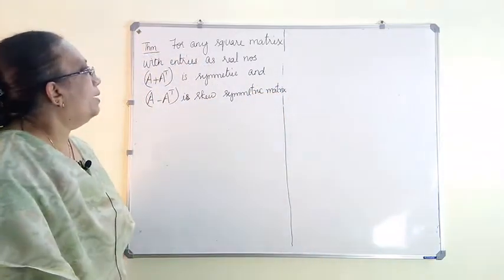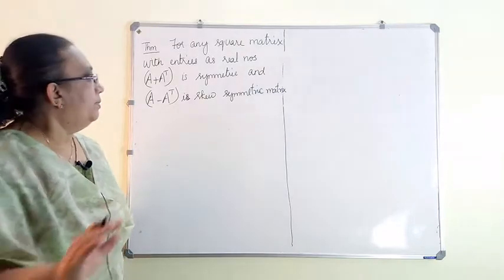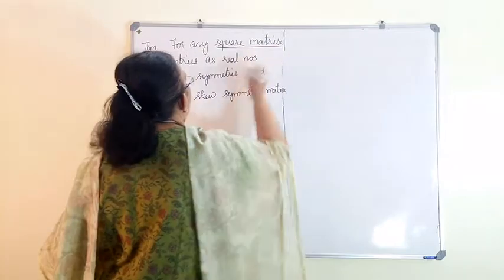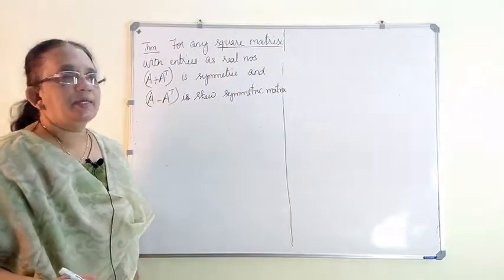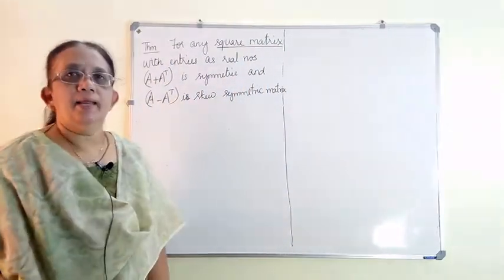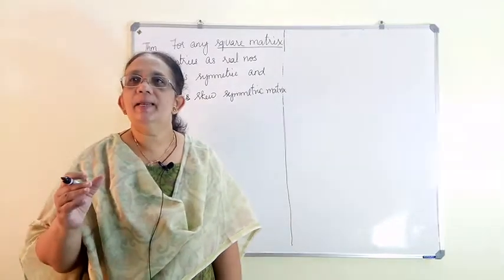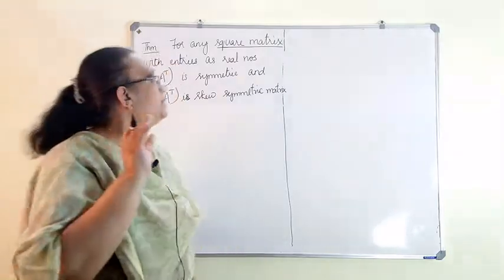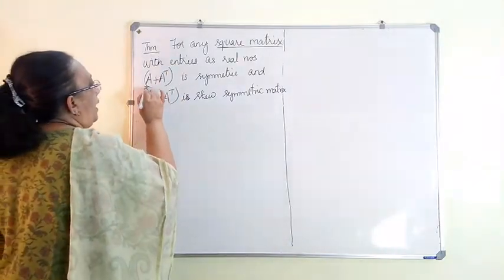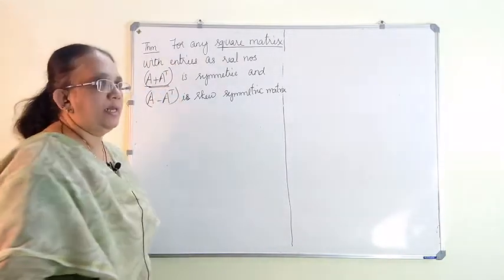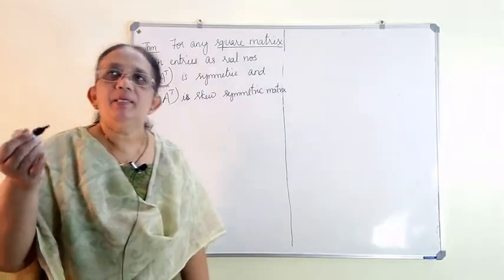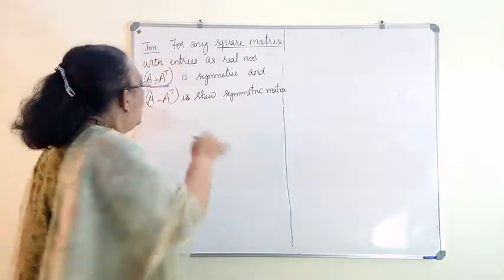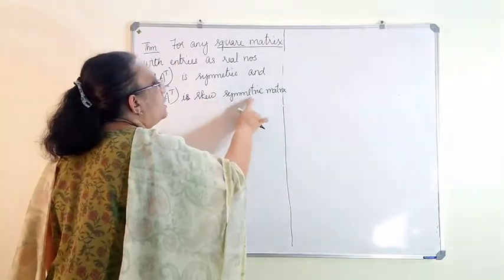For any square matrix, so symmetric and skew symmetric matrix, the basis is it's a square matrix. For any square matrix with entries as real numbers, meaning the elements of the matrix are all real numbers. What is the first one? A plus A transpose is symmetric. Symmetric means when you take the transpose, you get the same matrix. And A minus A transpose is skew symmetric.